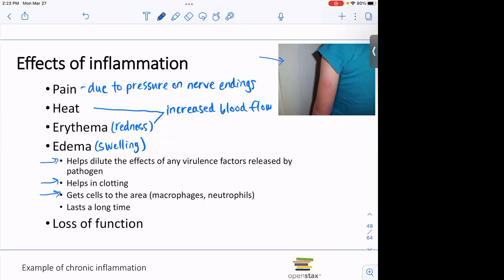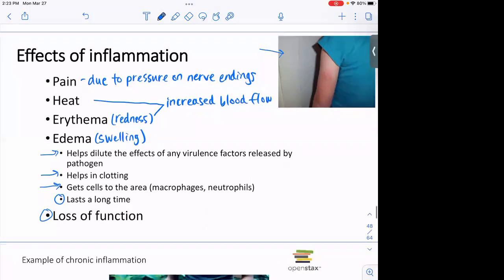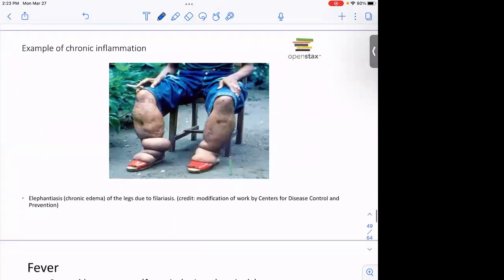Swelling typically lasts a long time. It takes a while for that extra fluid to drain back into the lymph and get rid of it. Sometimes, depending on where this is happening, it can involve loss of function. Okay, that pain or the swelling might inhibit a patient's mobility. Here's an extreme example of how inflammation can cause loss of function.